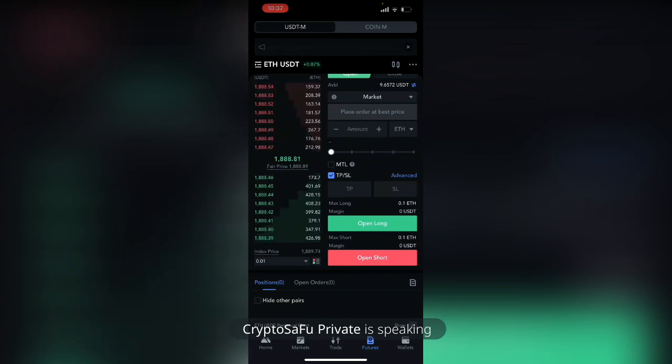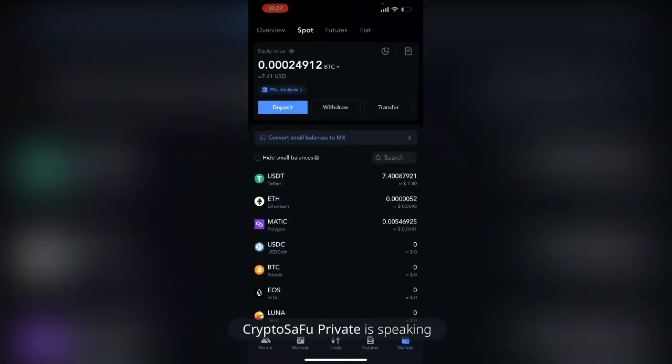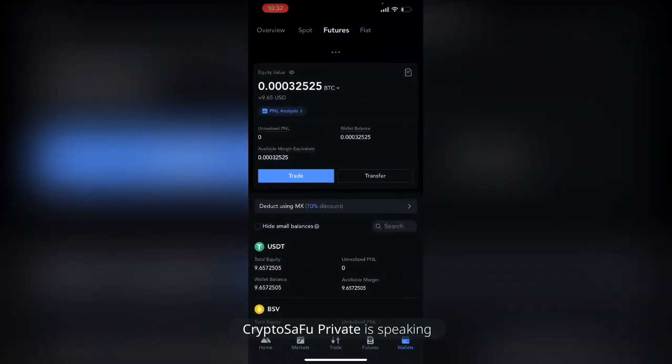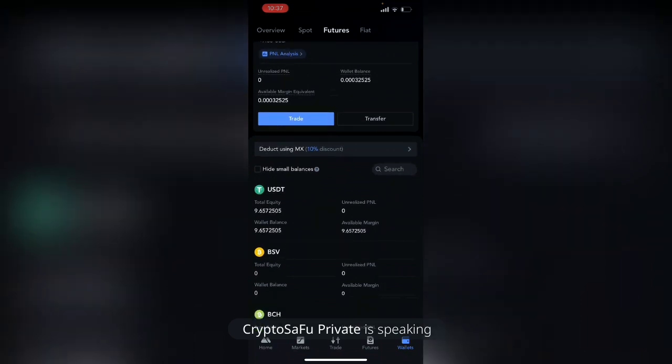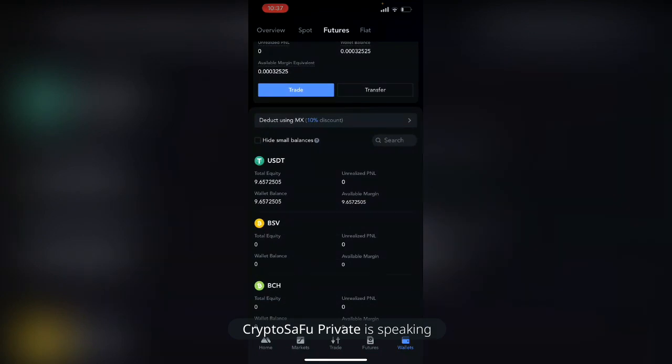Ethereum has crossed 1889 just some seconds ago. So now you can see why this is useful. Let's see how much I lost on this trade. Let me go back to my futures trading. It is useful because I entered the trade with $9.9, and when I set my stop loss to be very minimal, I'm just losing about $0.3. So that is how to be a very good trader.